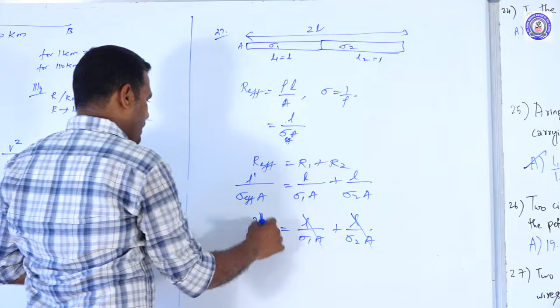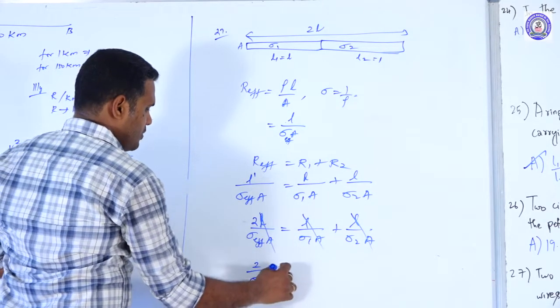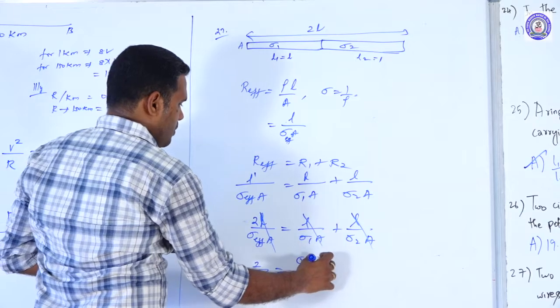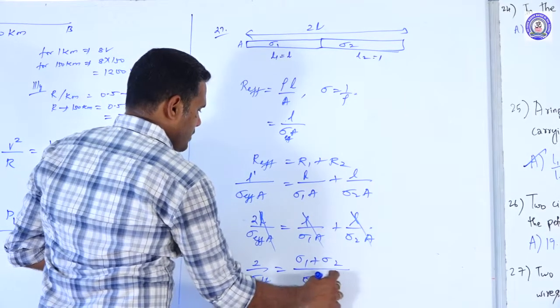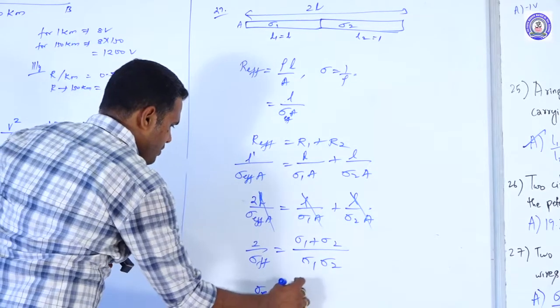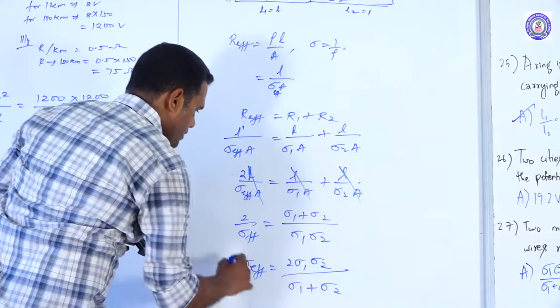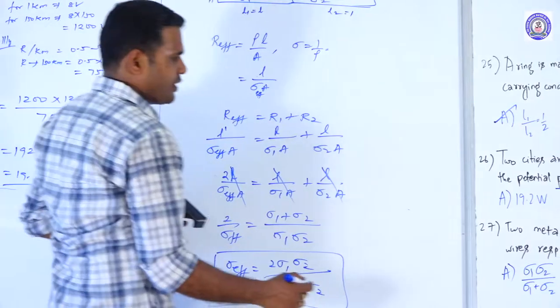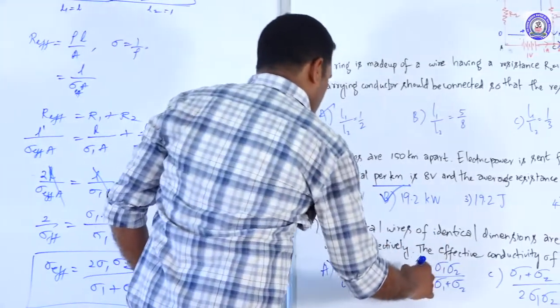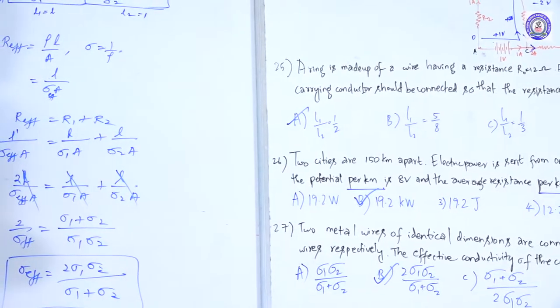This L by A, L by A, L by A gets cancelled out. 2 divided by sigma effective is equal to sigma 1 plus sigma 2 divided by sigma 1 sigma 2. On cross multiplying this, sigma effective is equal to 2 sigma 1 sigma 2 divided by sigma 1 plus sigma 2. This is the effective value. Sigma effective is 2 sigma 1 sigma 2 divided by sigma 1 plus sigma 2. Effective value of conductivity of the combination is option B.